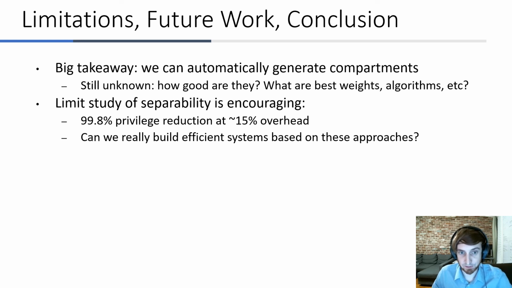The limit study of privilege separability that we do here is encouraging. So for example, we show that 99.8% of privileges can be reduced at an estimated 15% overhead. But these are overhead estimates, and there's certainly a lot of engineering work left to do to realize these on a real system.